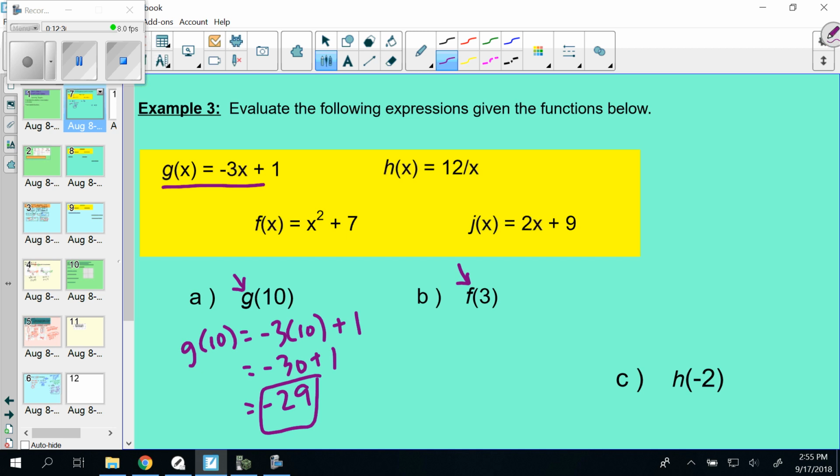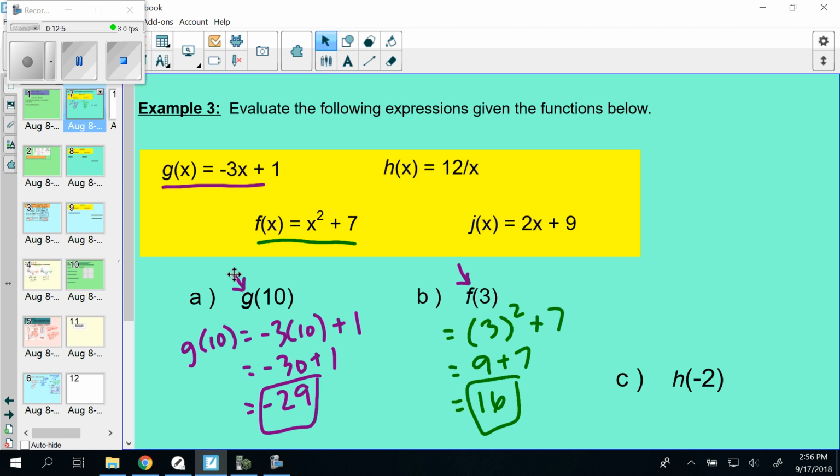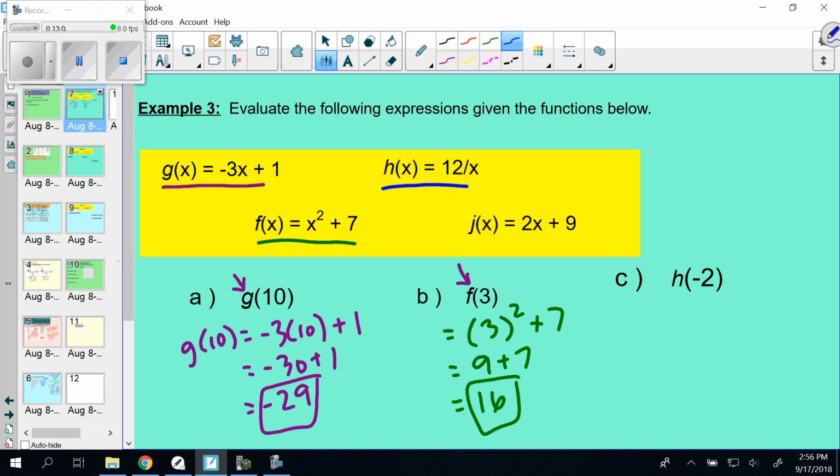Okay, why don't you pause the video and see if you can do b on your own. All right, let's see what you came up with. On this one, you're using this function now. So you have your input squared plus 7. That's 9 plus 7, so you should have ended up with 16. Okay, C, again doing the same thing, looking at what this is and inputting it. You have this function. So we have 12 over our inputted value of negative 2. 12 divided by negative 2 would be negative 6.